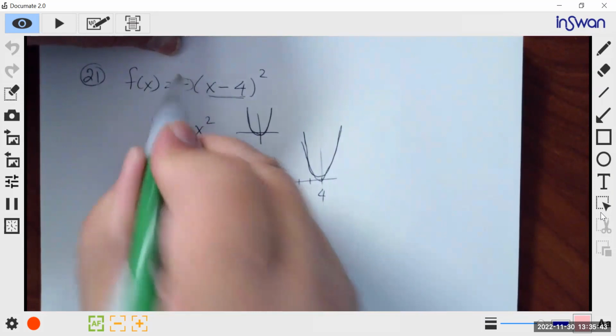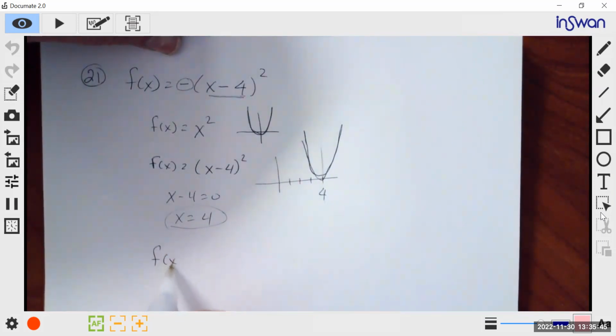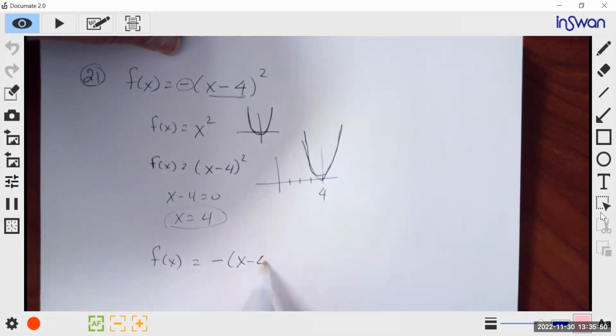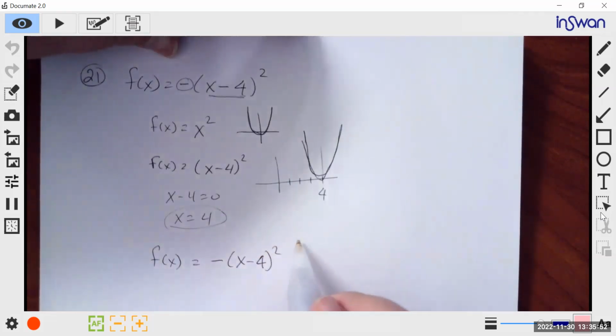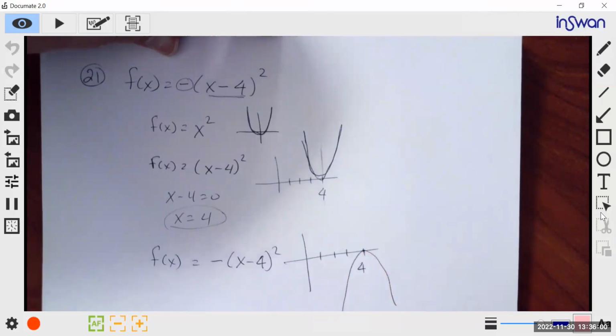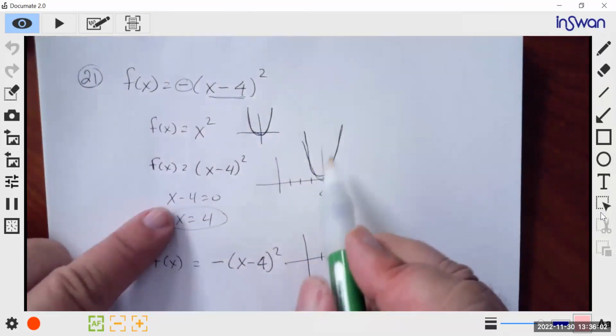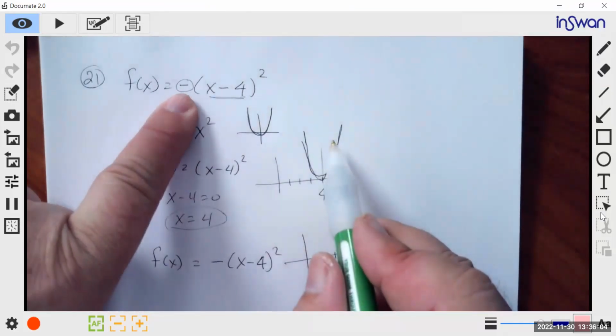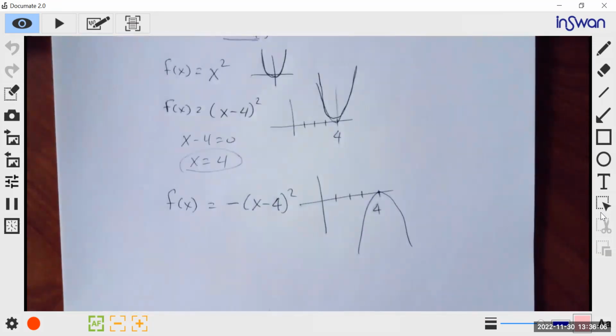Now, this negative in front just makes it flip across the x-axis. Because now, instead of all my answers being positive, they're now going to be negative. And there's your graph.